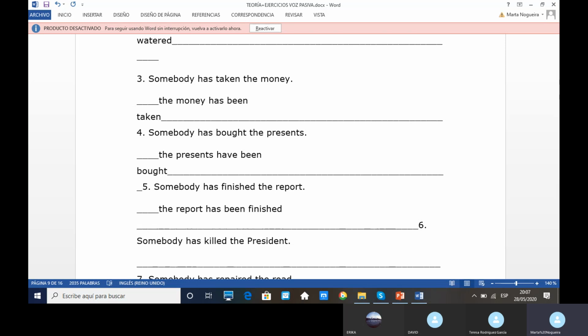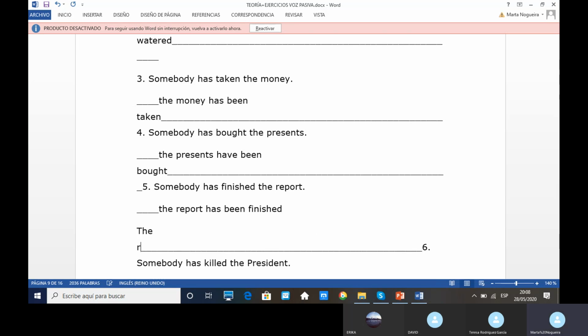Y recordad, el has se puede apostrofar. Es decir, puedo decir, the report's been finished. Si veis esto es porque puede ser el is o el has, que es si tengo un participio, el has, ¿ok? The report's been finished, ¿ok?